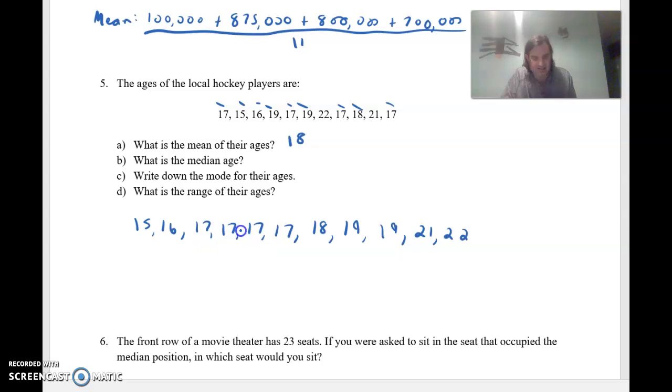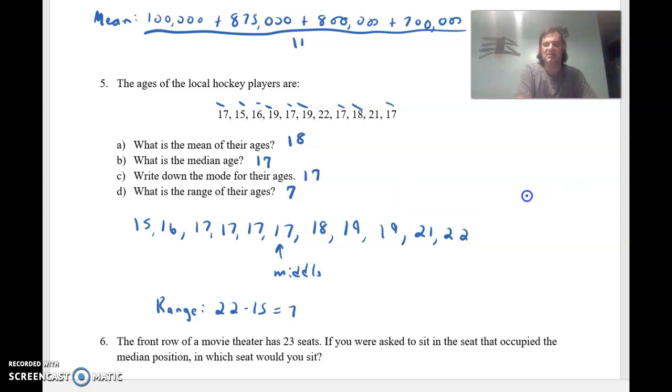What is the median age? We said there is an odd number, 11 of them. 1, 2, 3, 4, 5, 6. 17 is the middle. So that is the median. And the mode is also 17. That's obviously the most. And what is the range? 22 minus 15 is 7. So there's at most 7 years between any two hockey players here.